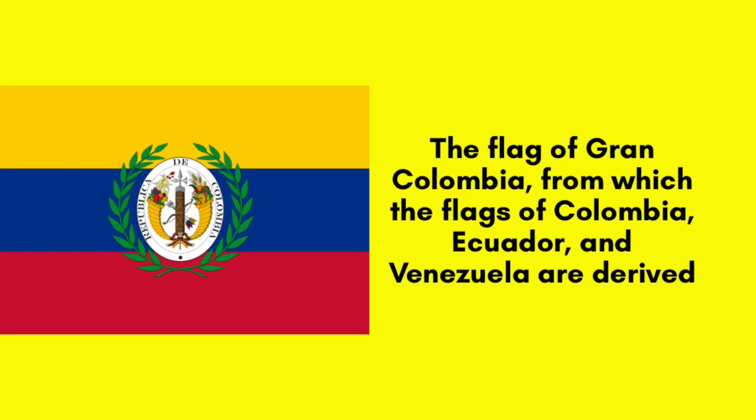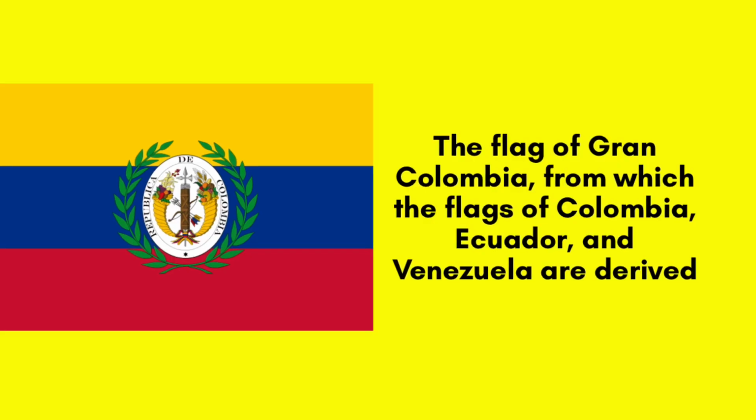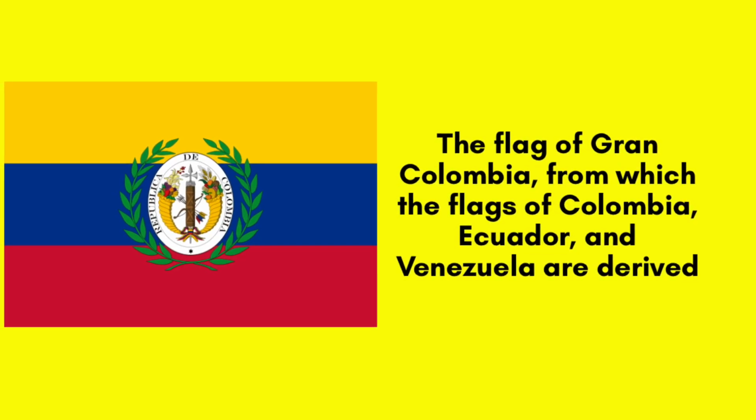It was officially adopted by law on November 26, 1861. The flag of Colombia is a rectangular horizontal tricolor composed of yellow, blue, and red in a 2-1-1 ratio. The yellow stripe takes up half of the flag, while the blue and red stripes take up a quarter each.